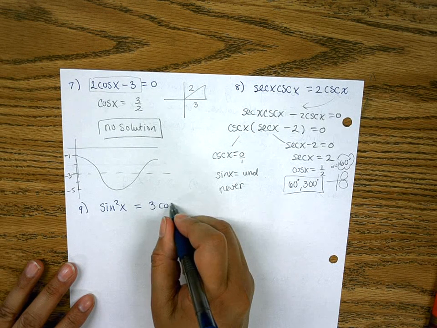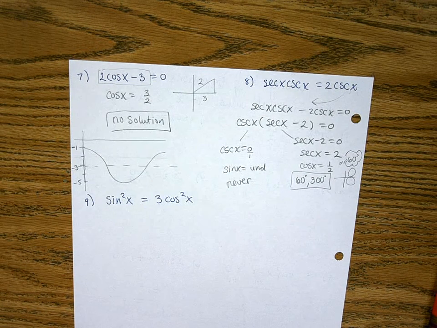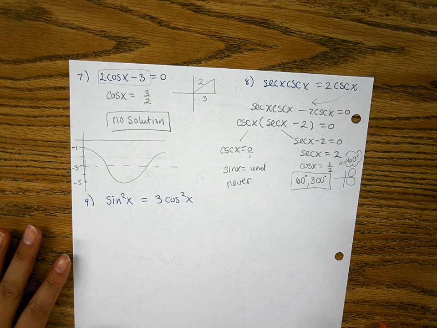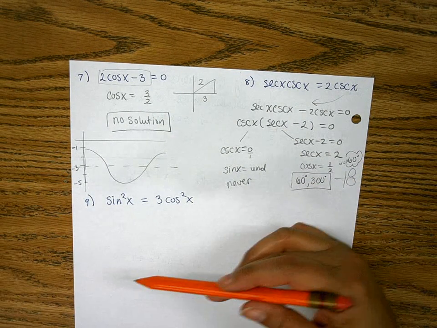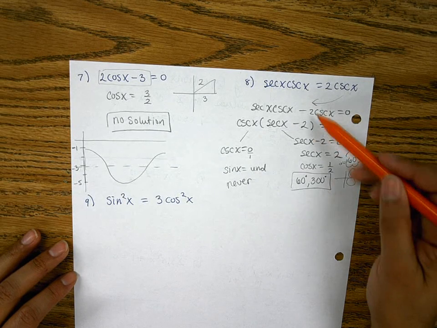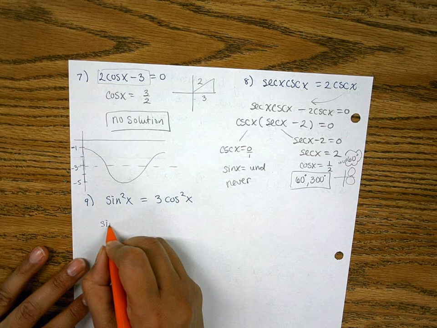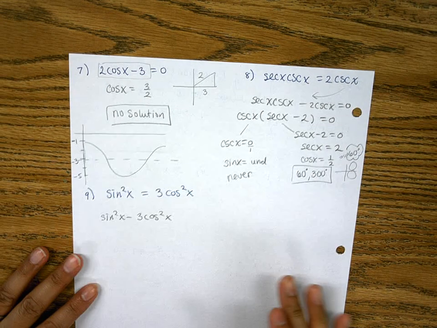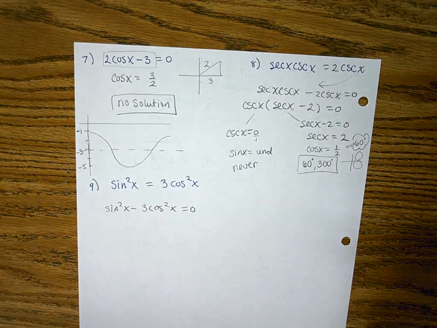All right, number 9. Sine squared x equals 3 cosine squared x. All right, I'm going to do the same thing I did on this one here. There's nothing I can really do here, so I'm going to get the trig functions off to one side, subtract to get the trig functions together. So I'm going to subtract them over. Sine squared x take away 3 cosine squared x equals 0.